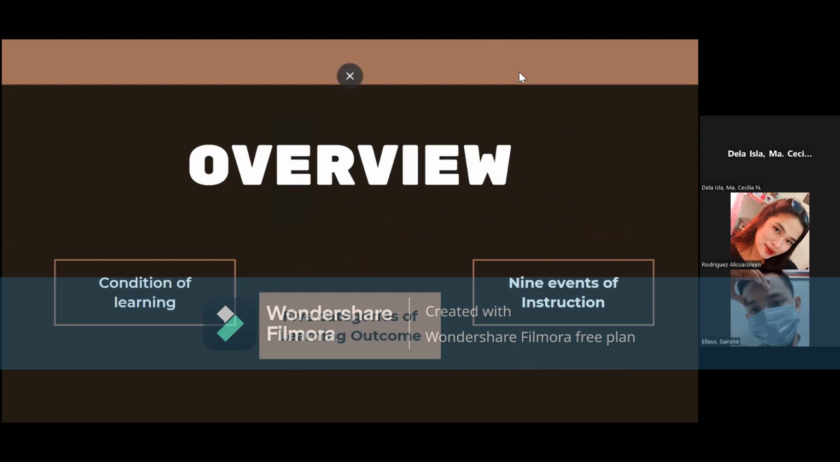So for the overview of this topic, we are going to discuss the conditions of learning, the 5 categories of learning outcomes, and the 9 events of instruction.